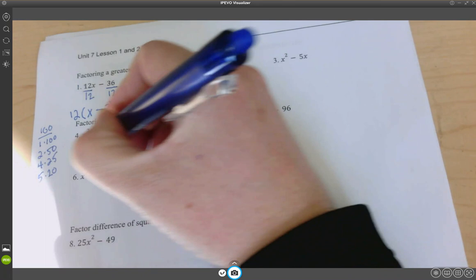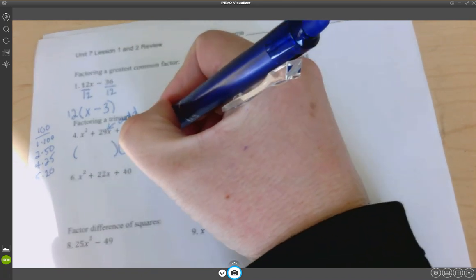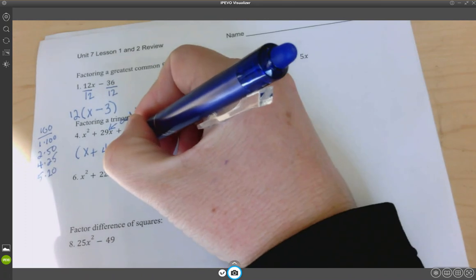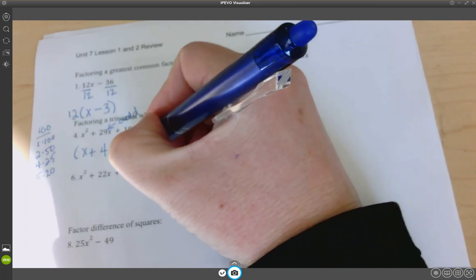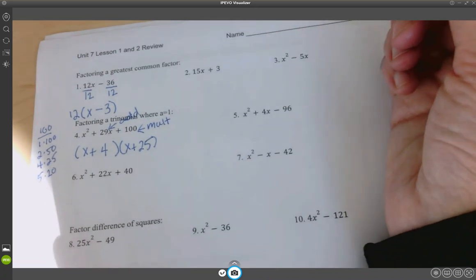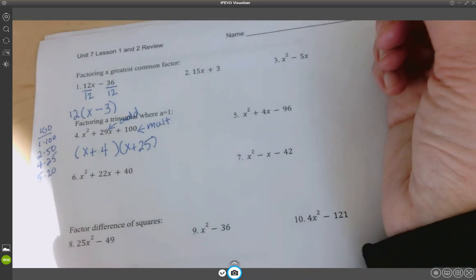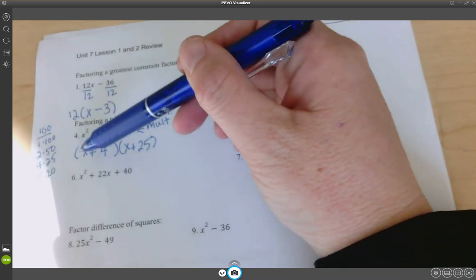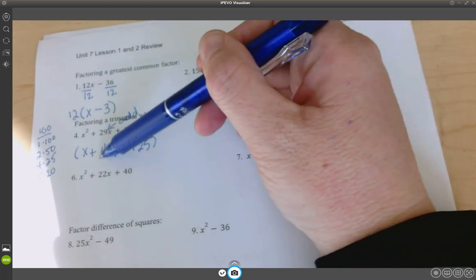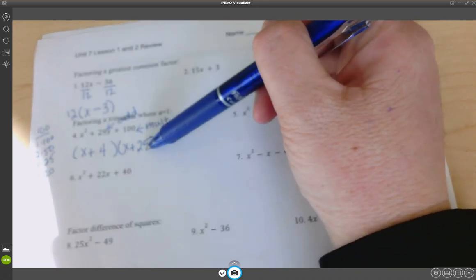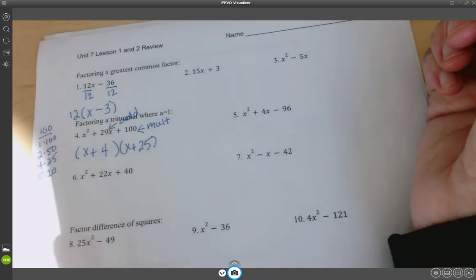And so the factors will be x plus 4 times x plus 25. Now, if you wanted to check and see if you did it right, you could multiply it out again. X times x gives you x squared. I have 25x and 4x. That makes the 29x. And then I have 4 times 25, which makes the 100. So I think I got it.